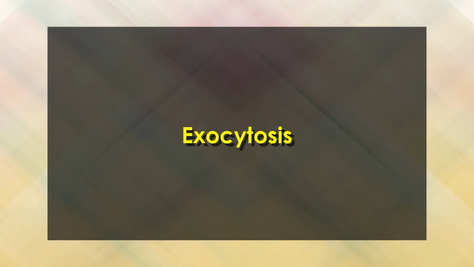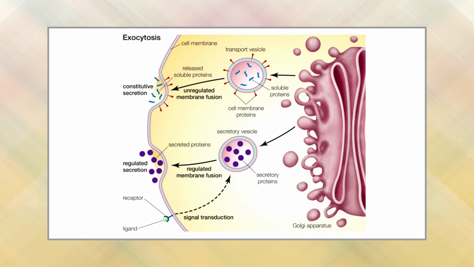Let us now explain the process of exocytosis. Exocytosis is the cellular process in which intracellular vesicles in the cytoplasm fuse with the plasma membrane and release or secrete their contents into the extracellular space. Exocytosis can be constitutive or regulated. Constitutive exocytosis is important in transporting proteins like receptors that function in the plasma membrane. Regulated exocytosis is triggered when a cell receives a signal from the outside.